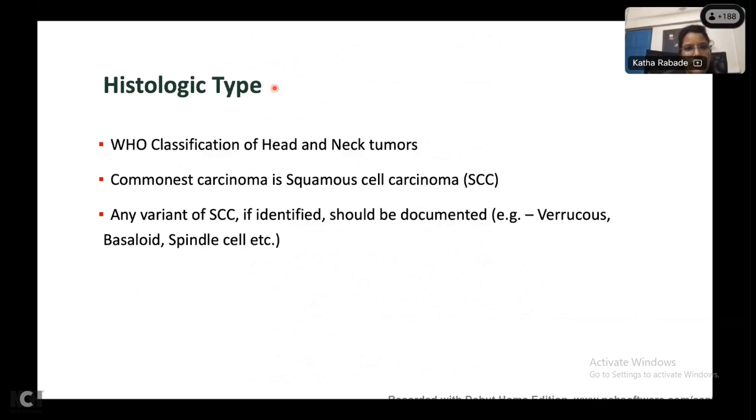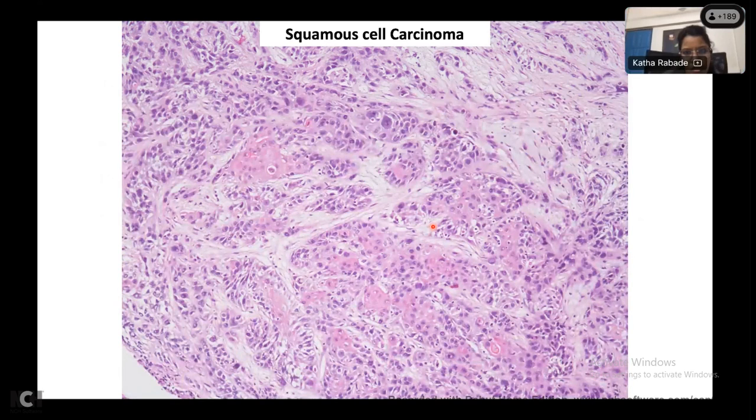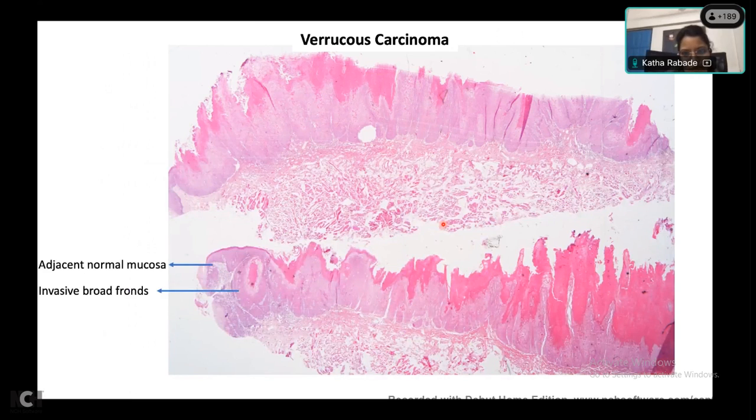Next core element, that is the histologic type. We will here focus mainly on squamous cell carcinoma because it is a common cancer of the head and neck region. So the histologic type, and also if it is a variant of squamous carcinoma, it should be documented. So this is the tumor, squamous carcinoma. This is verrucous carcinoma, where you see a very proliferative sort of exophytic growth pattern and the infiltrative fronds are broad.